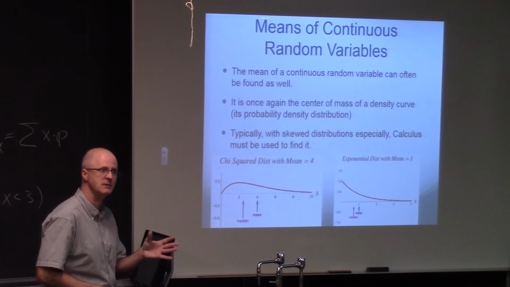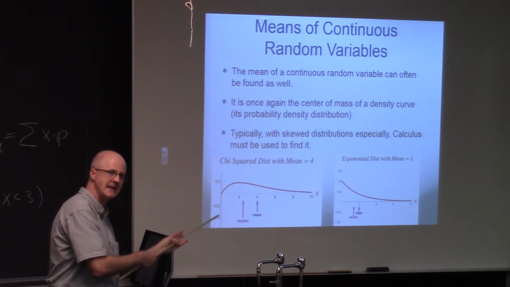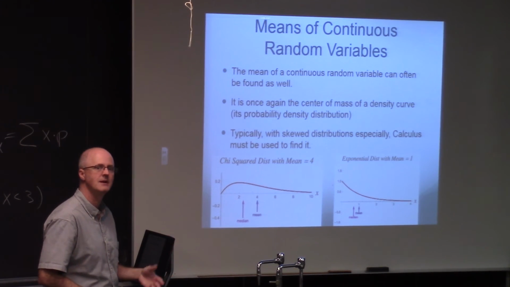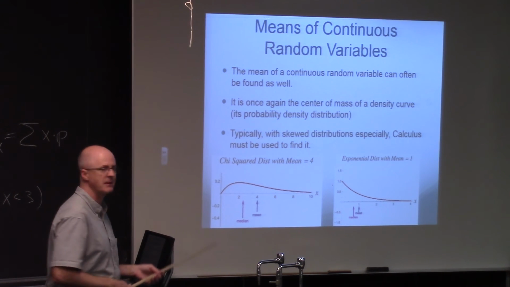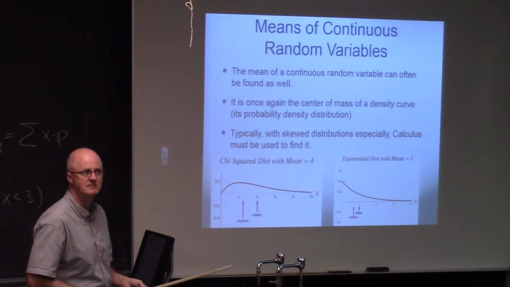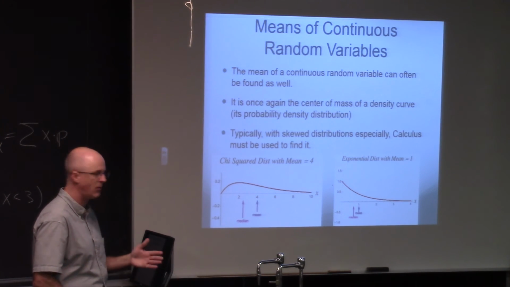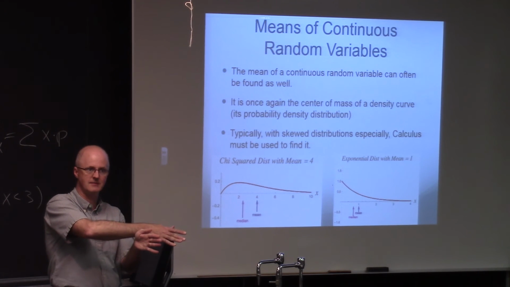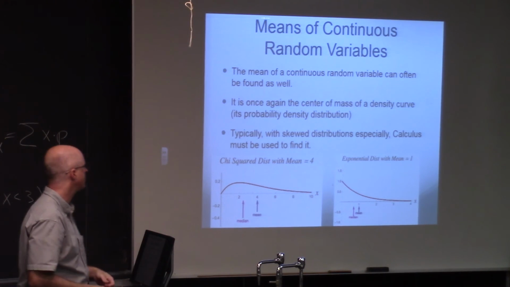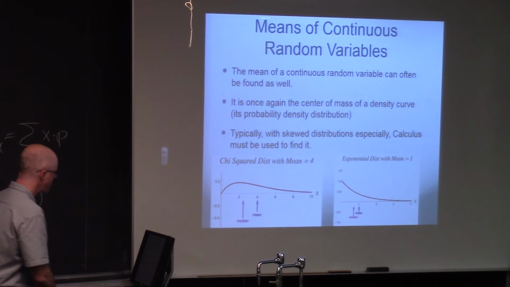If you've got a continuous random variable, and you know its density curve, that's its distribution, find areas under that to find probabilities. It turns out the mean is still the center of mass. And the median is still the equal areas point. Half the area to the left of the median and half the area to the right. But you need calculus to find those things, so we're not going to get into that.